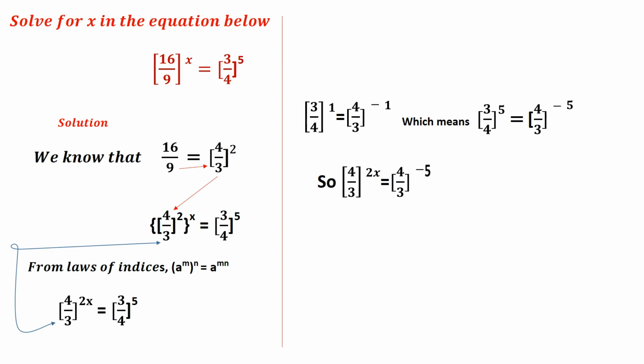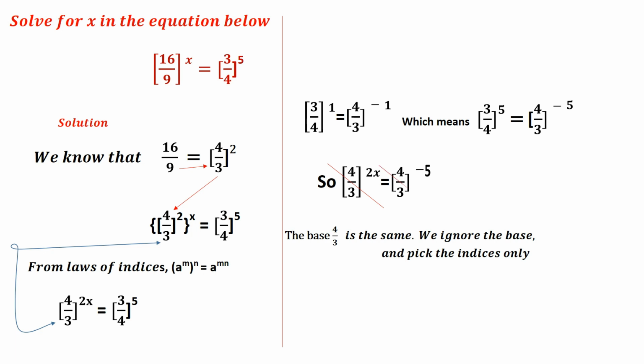You notice that the base is the same, which is actually 4/3. And so we can cancel out the base. Rather, we ignore the base and just pick out the indices only. And that gives us 2x is equal to negative 5.